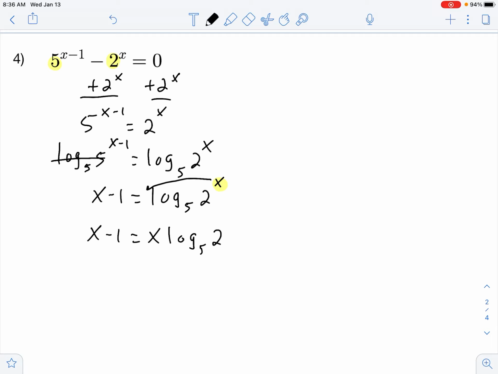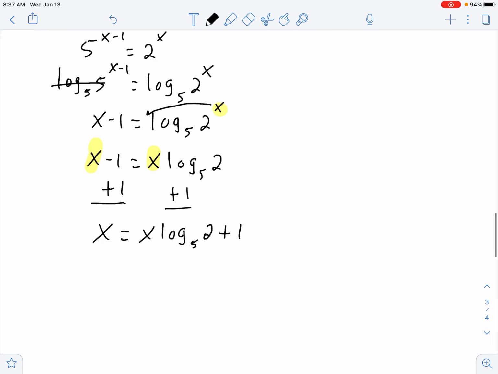Again, I am trying to isolate this x term. That's what I really want to do. I need to isolate that. Well, if I could get them on the same side, I have a better chance of that. So what I'm going to do is I'm going to add 1 to both sides. And that's going to give me x is equal to x log base 5 of 2 plus 1.